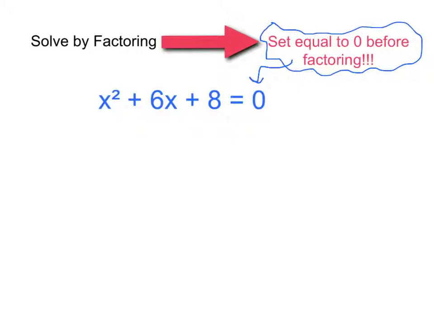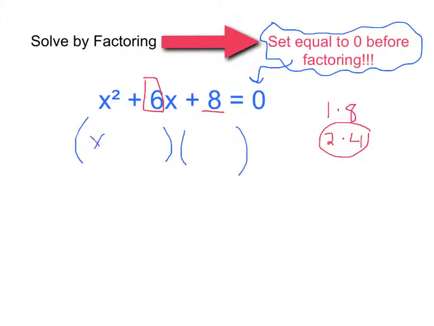So, if you remember, we have to find factors of 8 that add up to 6. So if you think about all the factors of 8, we have 1 times 8 and 2 times 4. And obviously it's 2 and 4 that add up to 6. So let's write this trinomial in factored form, where we have x plus 2 and x plus 4 equal to 0.